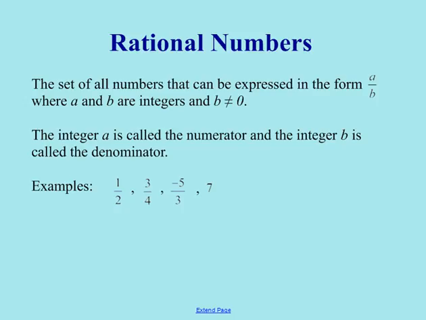Rational numbers is the set of all numbers that can be expressed in the form a over b, where a and b are integers and b does not equal 0. The integer a is called the numerator and the integer b is called the denominator. You probably know rational numbers by another name, fractions. Some examples: 1/2, 3/4, -5/3, and even 7 is a rational number because it can be thought of as 7 over 1.